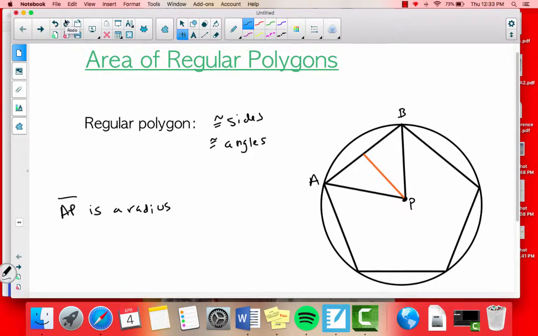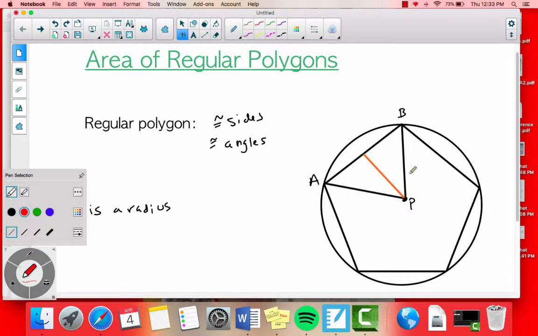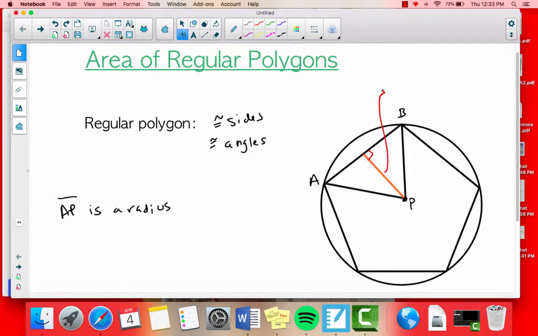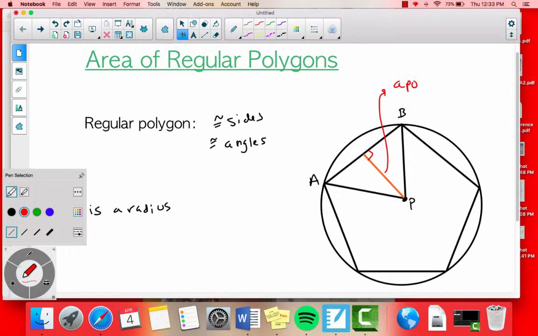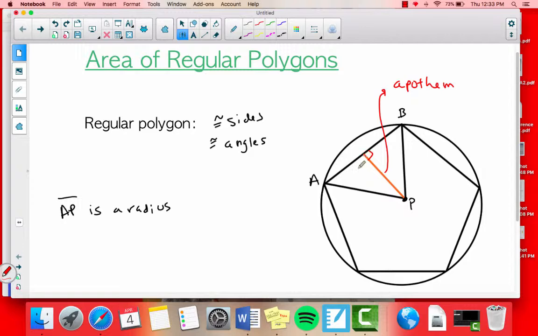The new term that we're going to have here is, if you notice this orange line I've drawn in, this right here is called the apothem. So I'm going to draw that up here. The apothem is a perpendicular segment that goes from the center to the edge of the regular polygon. You can consider that like the height of the triangle that I've drawn in here. All right, so apothem, that's a new word. You want to make sure you underline that or highlight that in your notes.